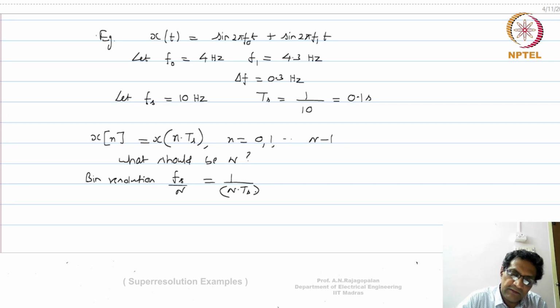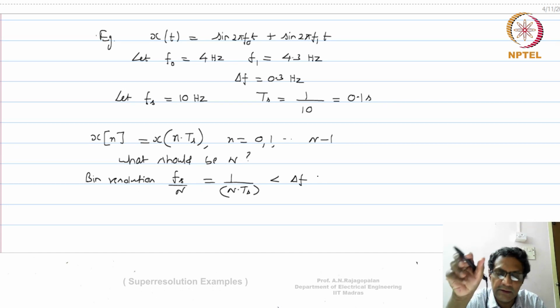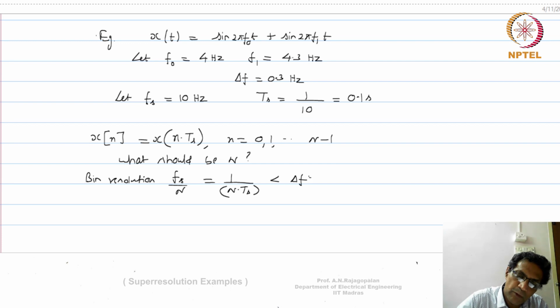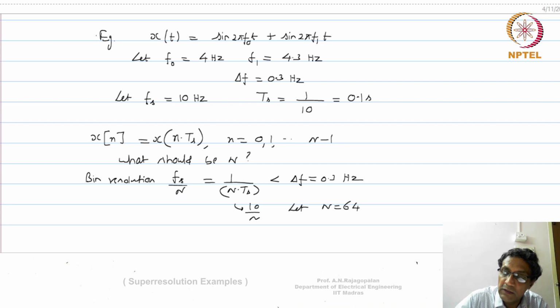Now, in our case, we want this 1 by N delta t, such that this fs by N should be less than delta f, because that's when we can see these two frequencies falling into different bins. So delta f is of course 0.3 hertz, and our ts is 0.1. So you get something like 10 by N here, and therefore, in order to play it safe, let N be equal to 64, because that will ensure that 10 by 64 is definitely less than 0.3. So suppose you take N equal to 64, and now you sample x of t as x of n times ts, where n equals 0, 1 all the way up to 63, because you have 64 samples. So now this is your x of n, the sequence x of n.